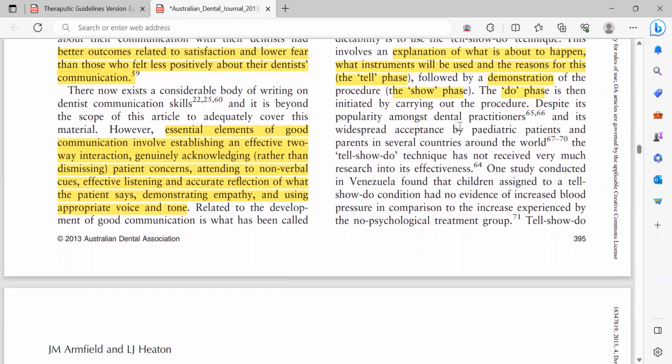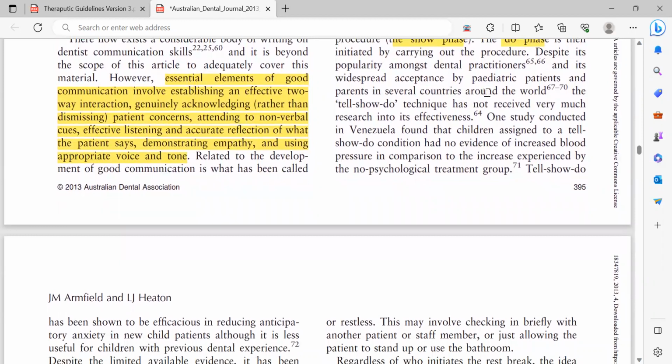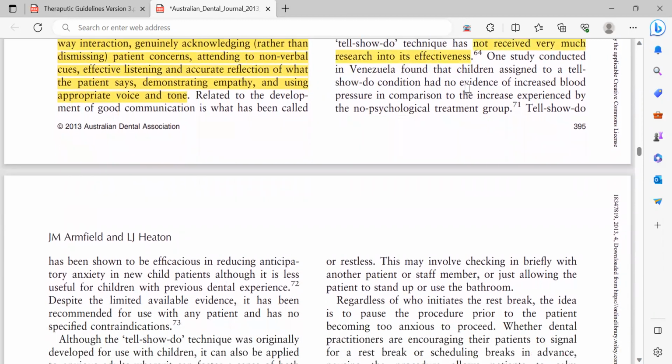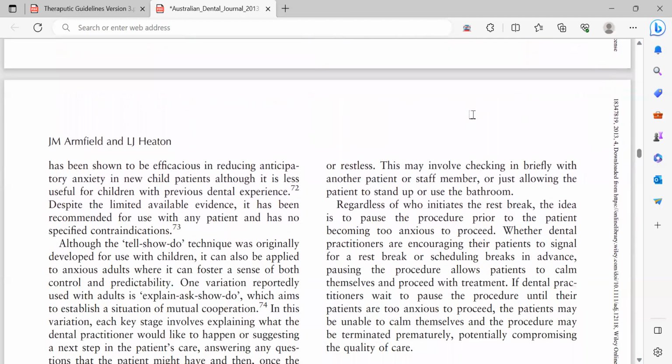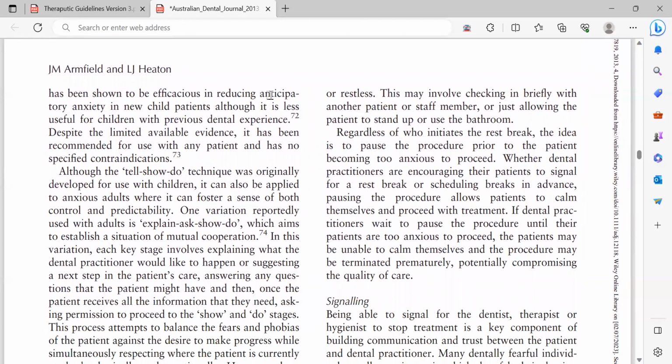So, despite its popularity and its widespread acceptance in several countries around the world, the tell-show-do technique has not received very much research into its effectiveness. Tell-show-do has been shown to be efficacious in reducing anticipatory anxiety in new child patients, although it is less useful for children with previous dental experiences.